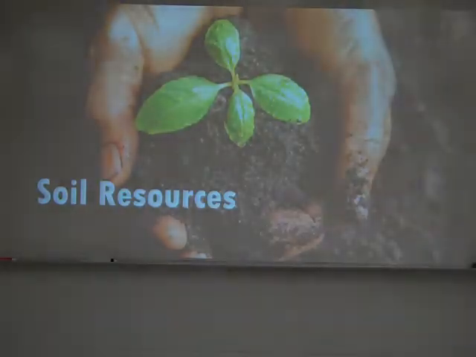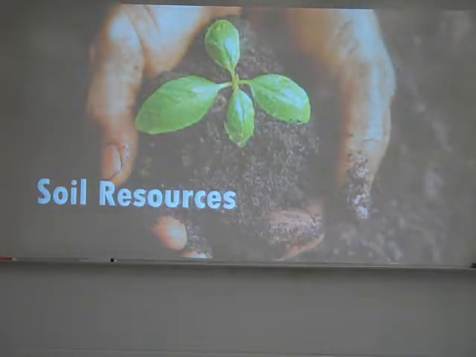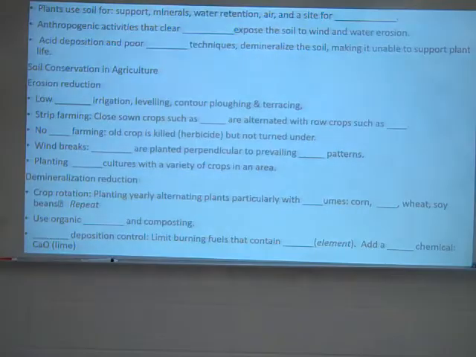Questions about your water resources? Okay. Then we looked at soil resources. Soil is the second most important factor in a terrestrial ecosystem after water. And it also is, of course, important for our own ecosystems that we make to feed ourselves, which we call farms. And so, particularly important there.